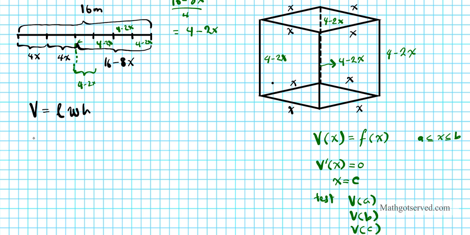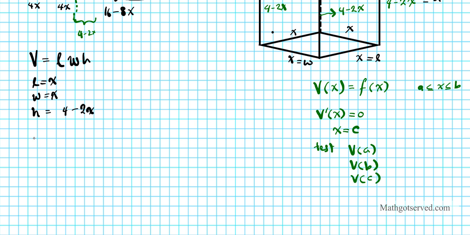Okay, so we know that the length, let's call this L, and call this W, and call this H. So the length is x, and the width is x because we have a square base, and the height is going to be 4 minus 2x. Okay, so that's going to give us the volume formula. V of x equals length times width times height, which is x times 4 minus 2x.